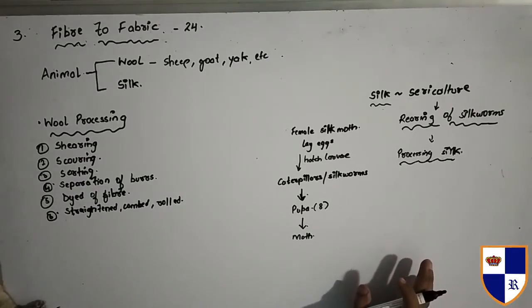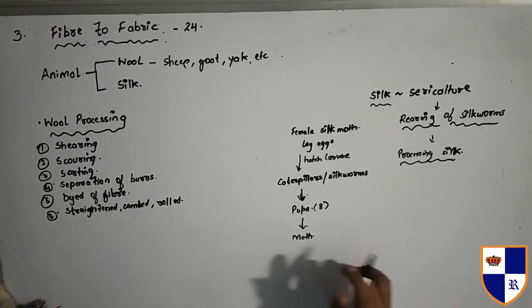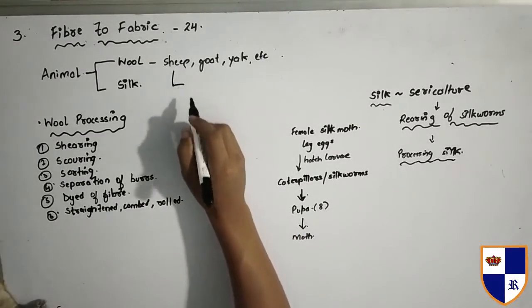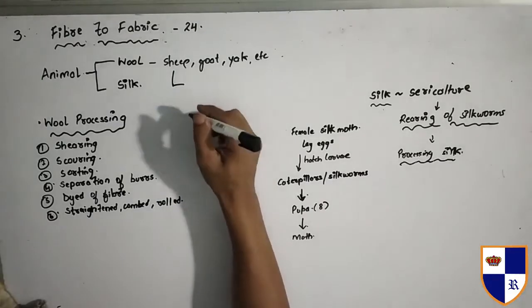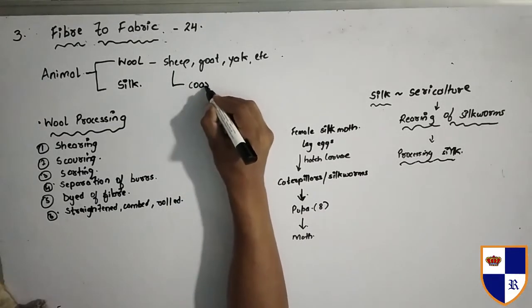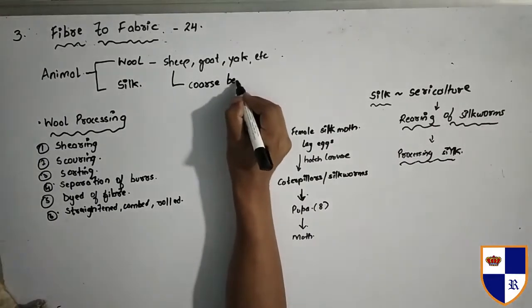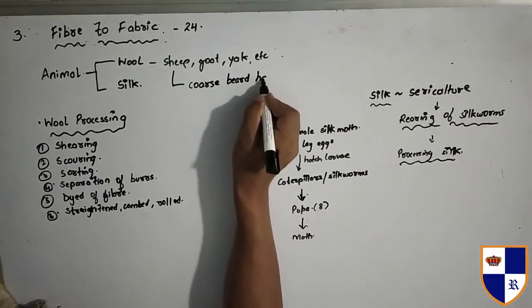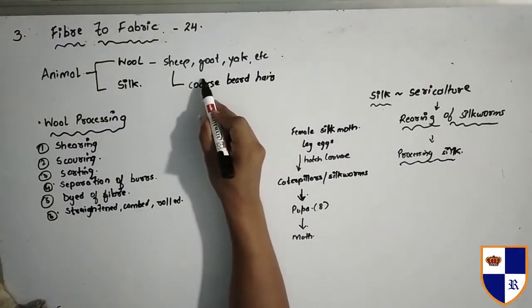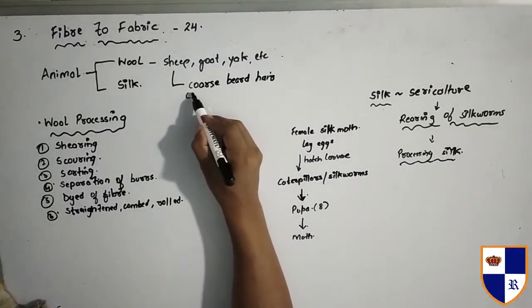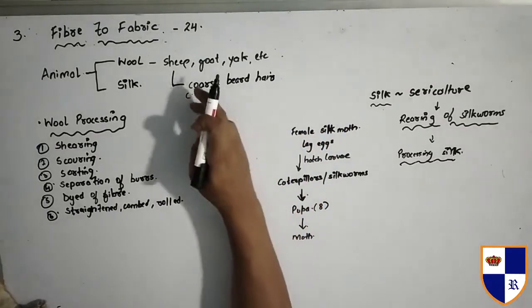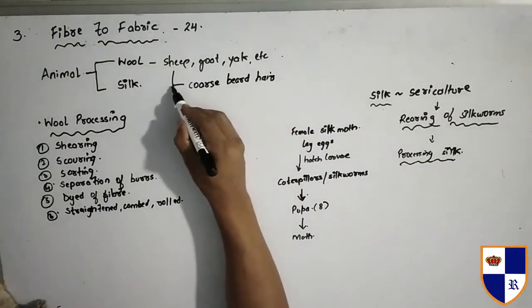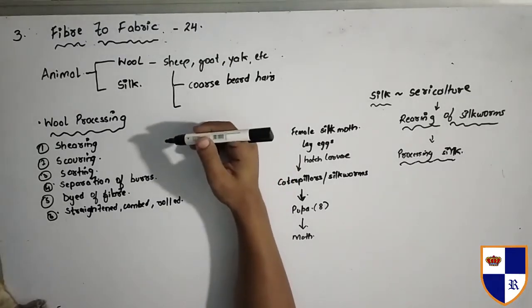There are two types of fibers that are obtained from sheep, depending upon the nature. One is the coarse beard hair, C-O-A-R-S-E, coarse. If we say coarse, it refers to the roughness and the hardness of the hair. It means it will not be soft, in other words.